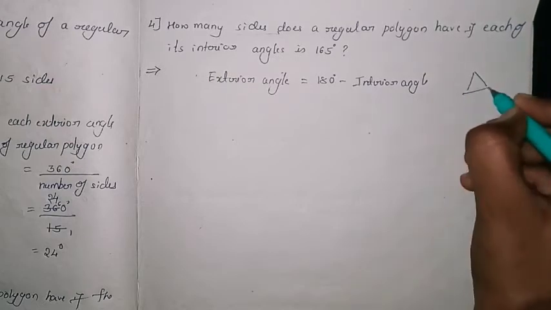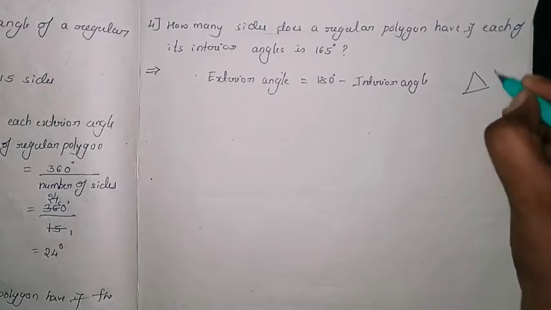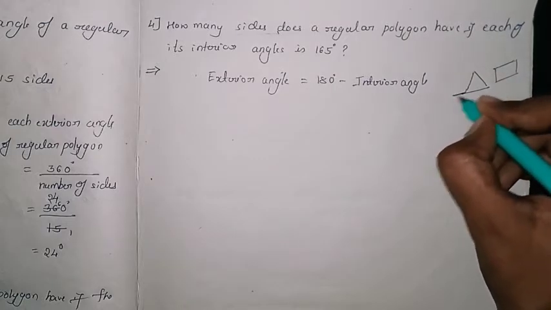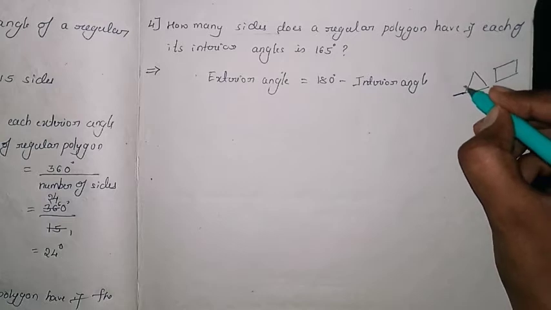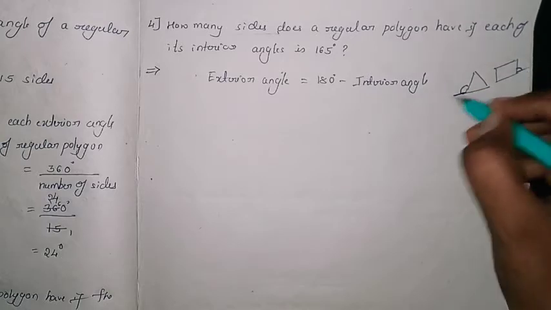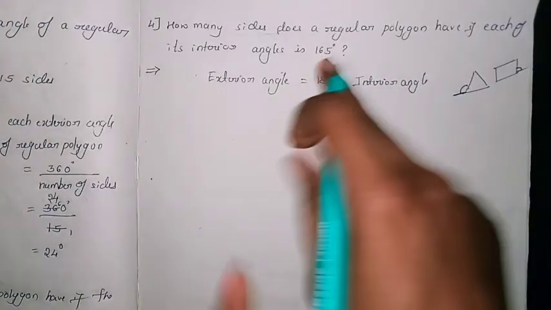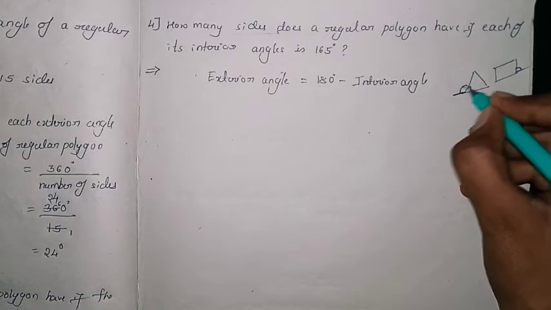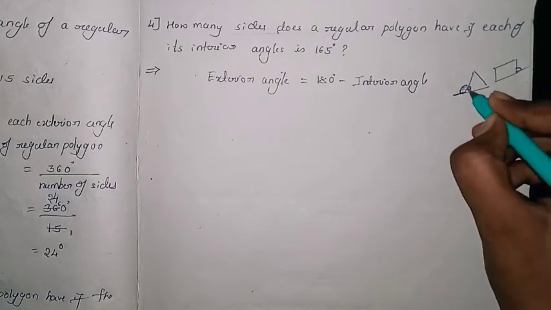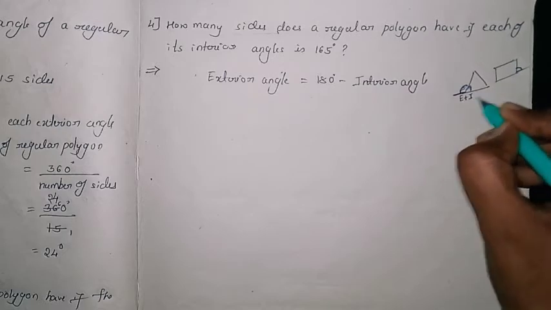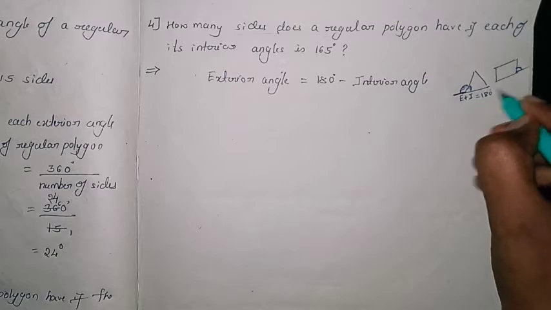Just consider any polygon, like a triangle, square, or rectangle, all are polygons. What do you mean by the exterior angle? If you extend any one side, there is a formation of an exterior angle. Here also you can observe the formation of an exterior angle. By the linear pair, the sum of the two angles, one the interior angle and the other the exterior angle, I plus E is equal to 180 degrees.